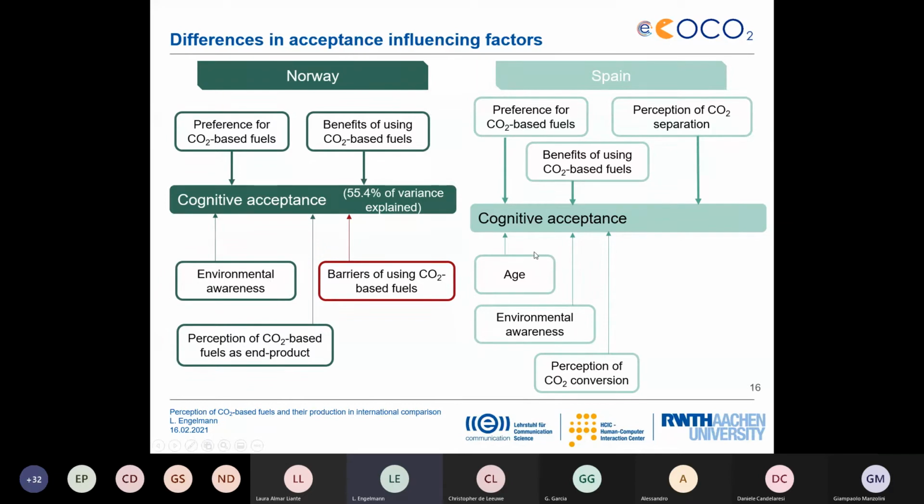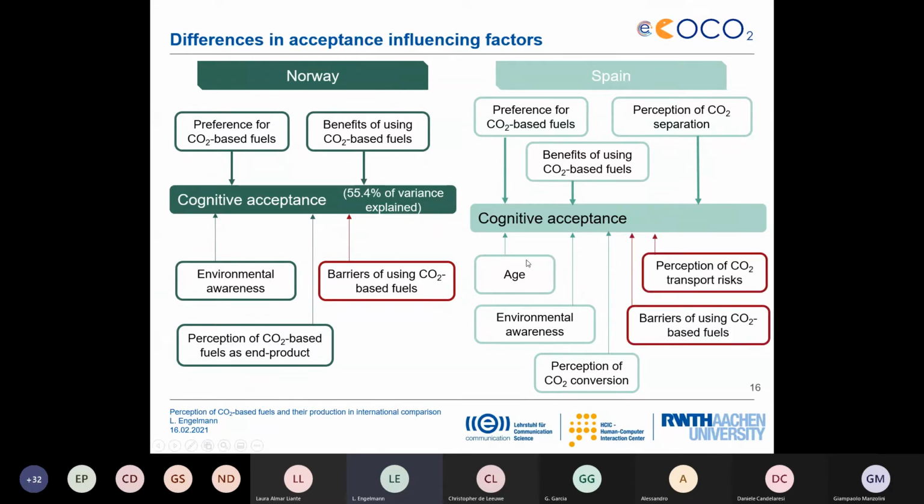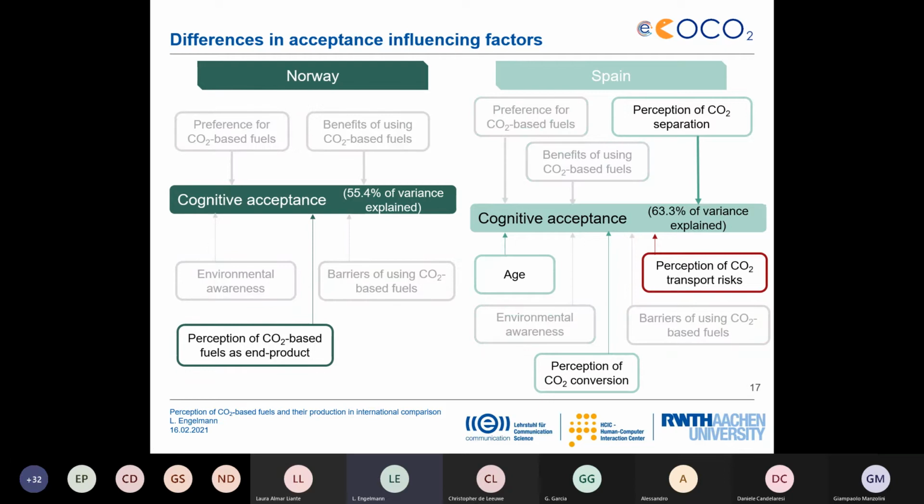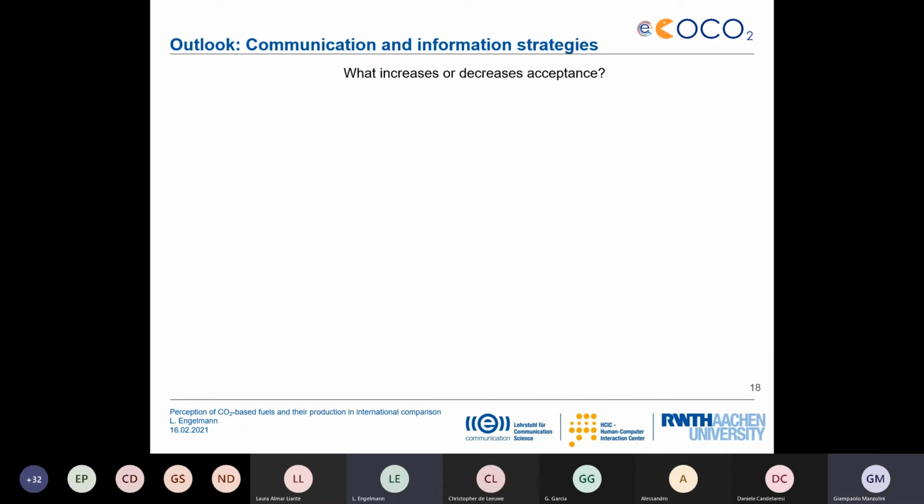When it comes to negatively affecting predictors, there are two that were included in the model. The more somebody thinks the transport of CO2 is risky, and the more they associate the usage of CO2-based fuels with potential barriers, the less likely they are to have a high level of acceptance. And with 63.3% of overall variance explained, this model includes more and also different factors than the one based on Norwegian respondents' answers. Comparing these two national cases illustrates that there are not only differences in how the technology and its product are evaluated by people, but also in what influences their acceptance of the CO2-based product, being, in our case, jet fuels. But why am I showing you all of this?